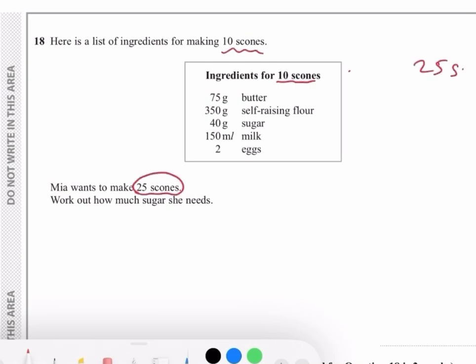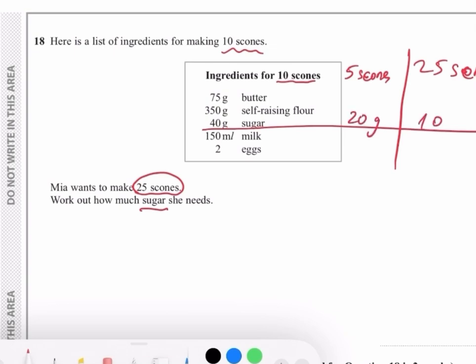25 scones we need to work out. Sugar for 25 scones, we can't go from 10 to 25. We're going to find the amount for 5 scones first, because that's a factor of 10, 20 grams, and then multiply by 5 to get 100 grams.